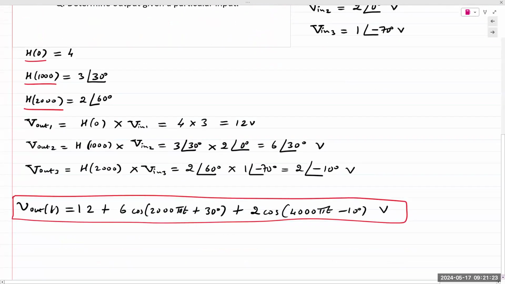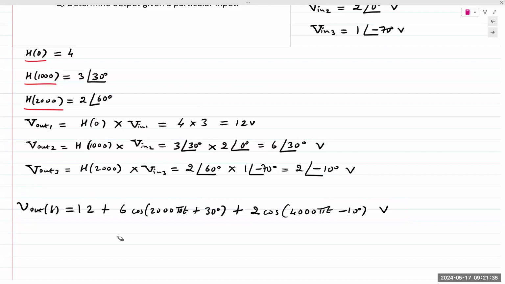And then we apply our equation. H of f is V out over V in. So V out is H of f times V in. Plug in the values and perform the calculation. That's it. 4 times 3 gives you 12 volts. 3 angle 30 times 2 angle 0 gives you 6 with the angle of 30. And V out 3 would be 2 with an angle of minus 10.